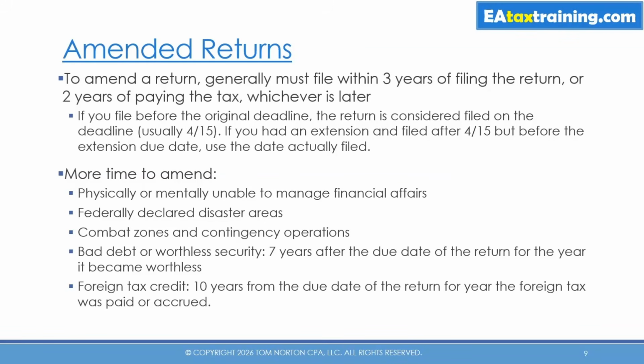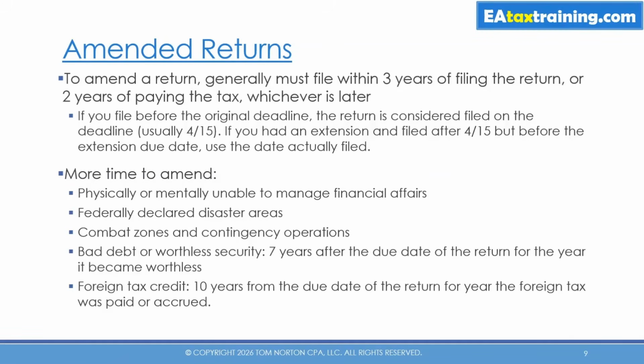If you are amending, it's the later of 3 years from when you filed or 2 years from when you paid the tax. If you filed the original before the original deadline, the return is considered filed on the deadline. So if you filed on March 1st of a particular year, that return will be considered filed on April 15th. So in other words, if you filed your 2025 return on March 1st of 2026, you have until April 15th of 2029 to amend that 2025 tax return.